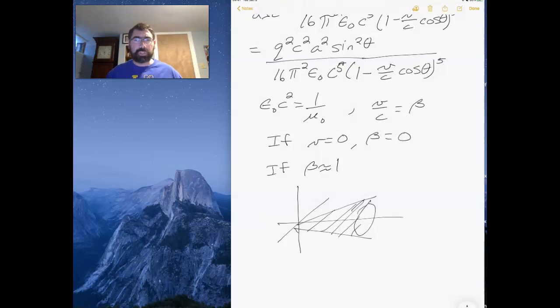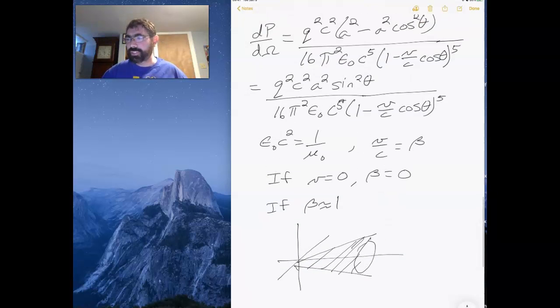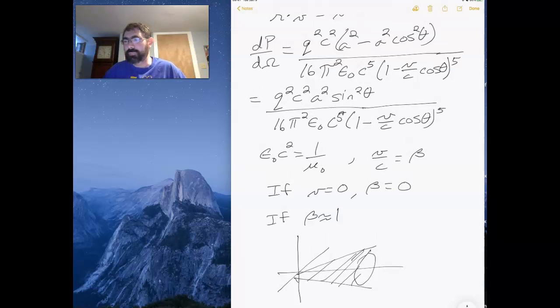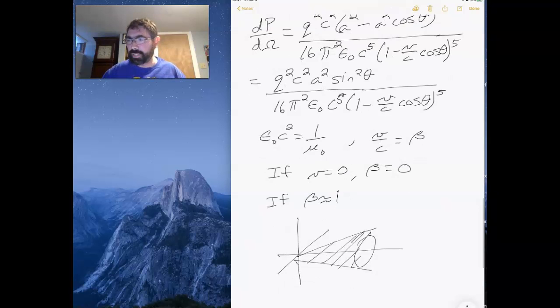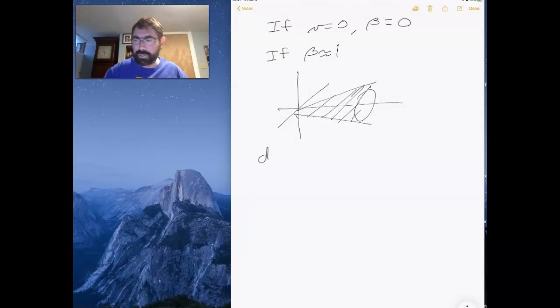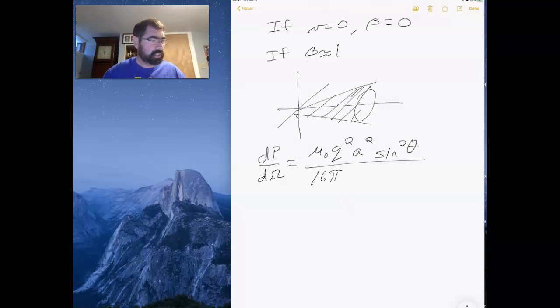Okay, so now what I want to do is to integrate. So this is essentially the formula we have. We could clean it up a little bit by canceling some of the speeds of light. So what we get is the differential power is mu 0 q squared a squared sine squared theta over 16 pi c, 1 minus beta cosine theta to the 5th power. So that's the functional form for that cone of radiation that I just mentioned.